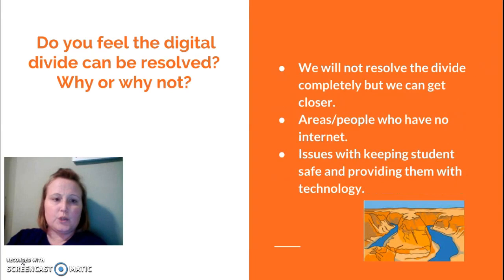Do I feel the digital divide can be resolved? I don't think it can be resolved. I think the divide can be shortened. I think we could add bridges here. I think we could backfill a little here, and we can get closer to reaching more students. I think the one-on-one initiative really got us close, but we're still going to have those students who can't afford internet or who are not going to have internet at their house. There's going to be areas where there is no internet.